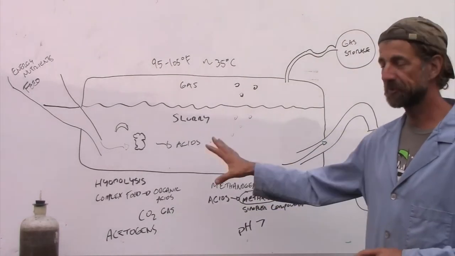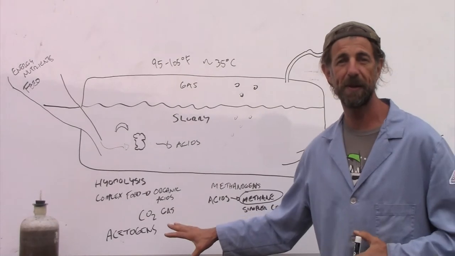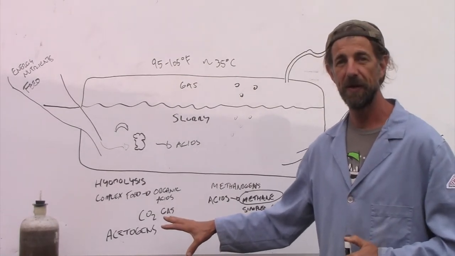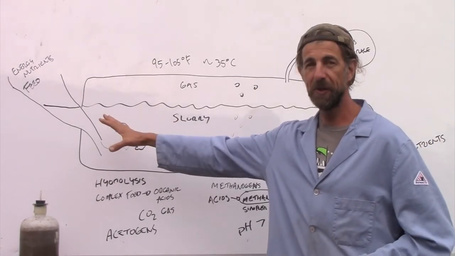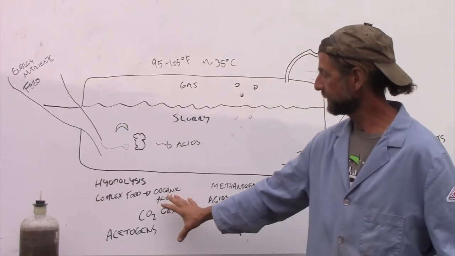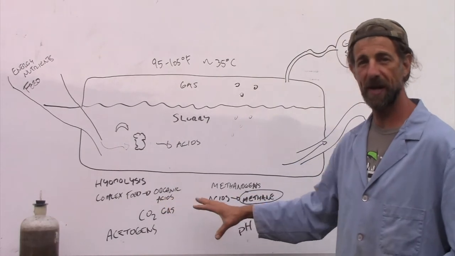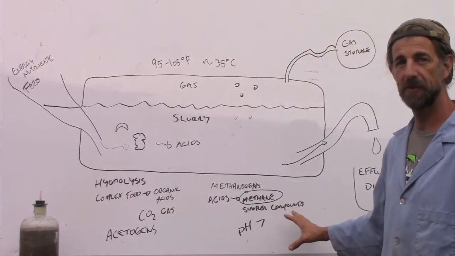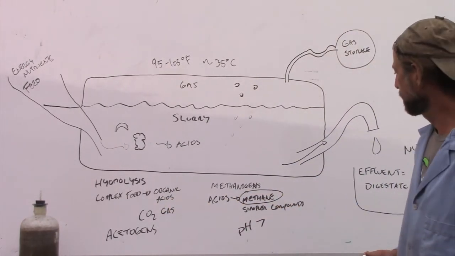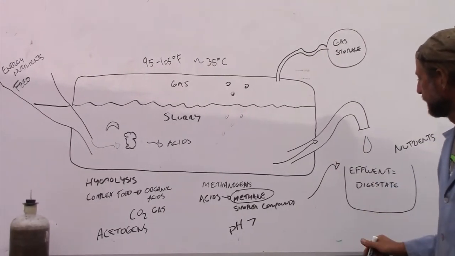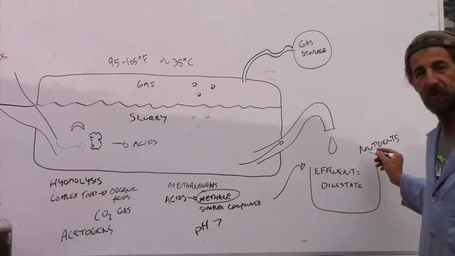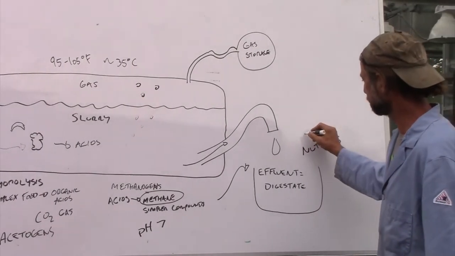So there's a process in here where we've got two different types of microbes, and they are doing two steps of the process to convert our complex food into simpler organic acids, and from simpler organic acids into very simple compounds and methane. Okay, so what comes out here is these simpler organic compounds, and these are good as nutrients. Okay, and this can be used as fertilizer.